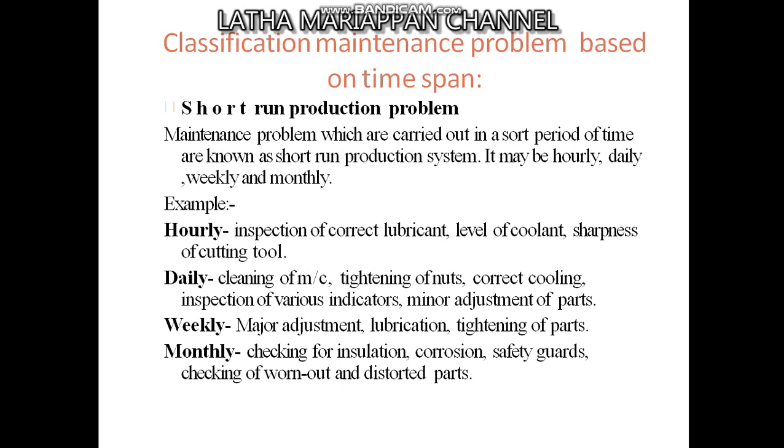For example, hourly: inspection of lubricant, level of coolant, or sharpness of cutting tools. Daily: cleaning of machines, tightening of screws and nuts, etc. Weekly: major adjustment, lubrication and tightening of parts. Monthly: checking of insulation, connections and safety guards. These are examples of short run maintenance problems.